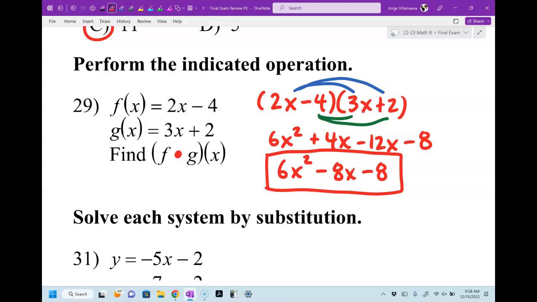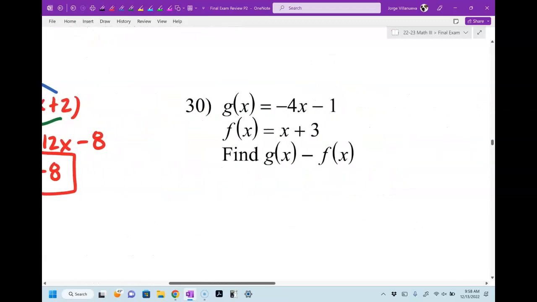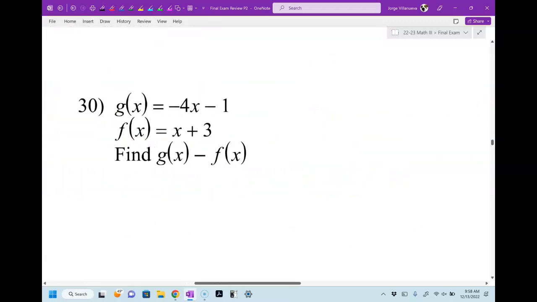And like I did with period 1, I'm just going to do number 30, just because it feels weird to stop at 29 when we're so close to 30. And 30 is not that difficult. They just want us to subtract these. g of x minus f of x.